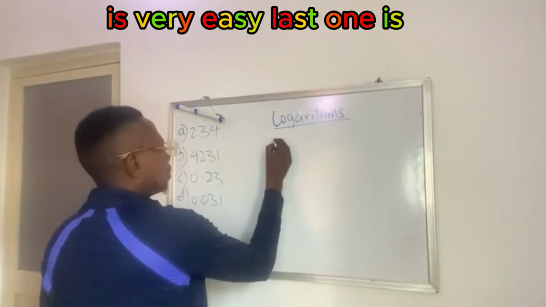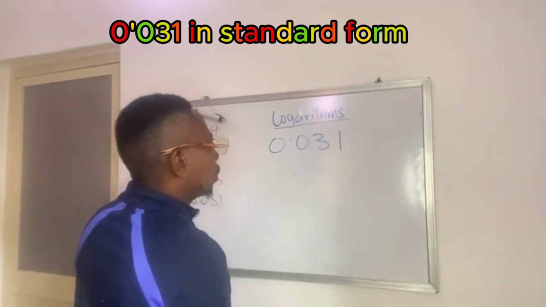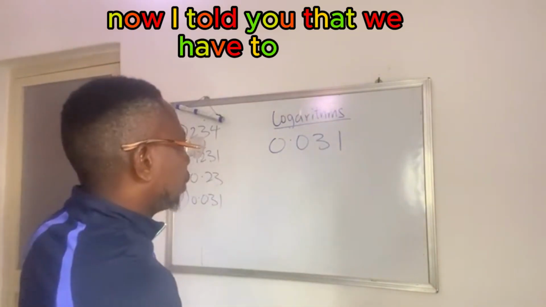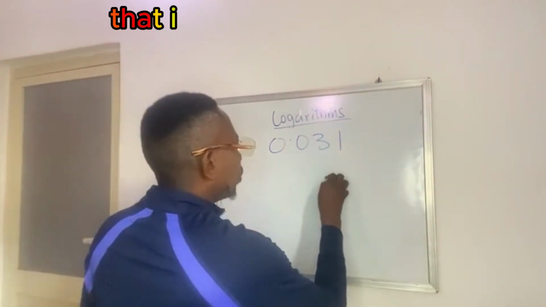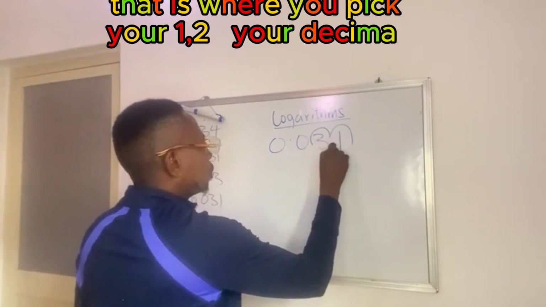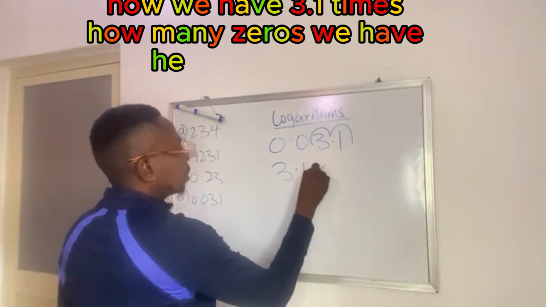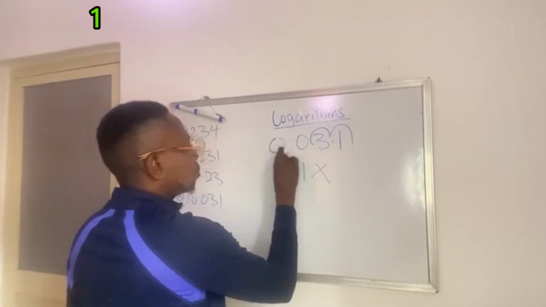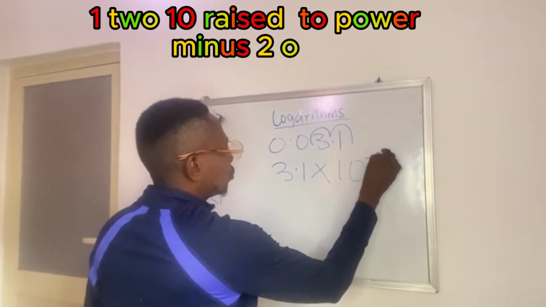The last one is express 0.031 in standard form. Now I told you that we have to pick. Now we have 2 numbers here, the rest are 0. After the first number, that is where you pick your decimal place. Now we have 3.1 times, how many zeros do we have here? 1, 2. 10 raised to power minus 2.